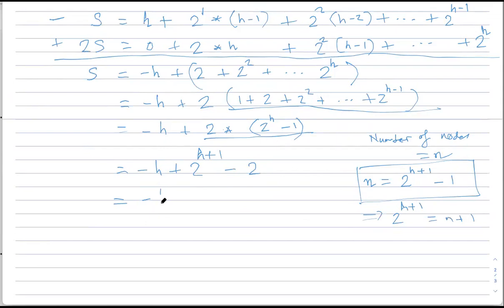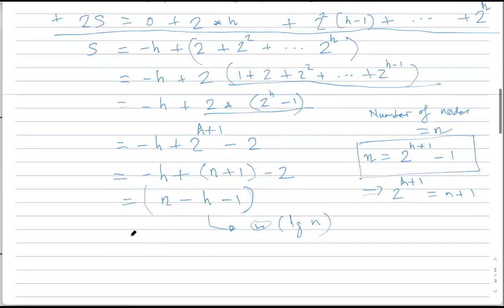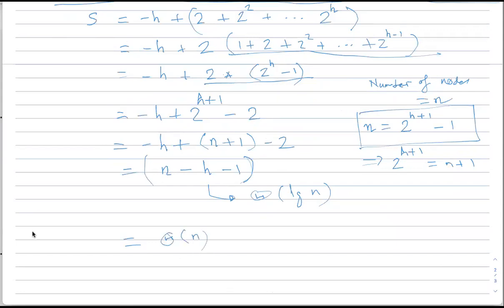So then we can say this is minus H plus n plus 1 minus 2. So what do we get from here? It is n minus H minus 1. So what is the dominating term here? It is n, because H is order of log n. So therefore this is order of n. So that's why the overall number of operations that are getting performed for bottom-up heap construction is order of n.